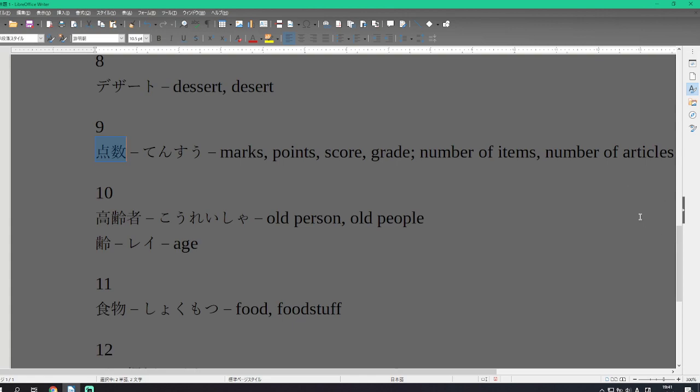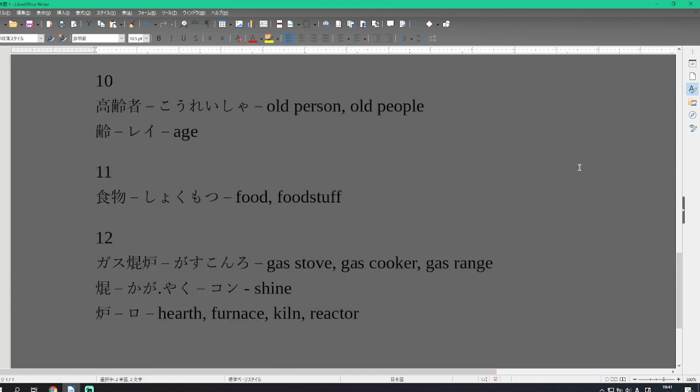Is your marks, points, grade, score. Number 10 is Kodesha. A Kodesha is an old person or old people. Ko on the left side is high, age is in the center, and sha is just a person. So it's a high-aged person, which is an old person or old people.